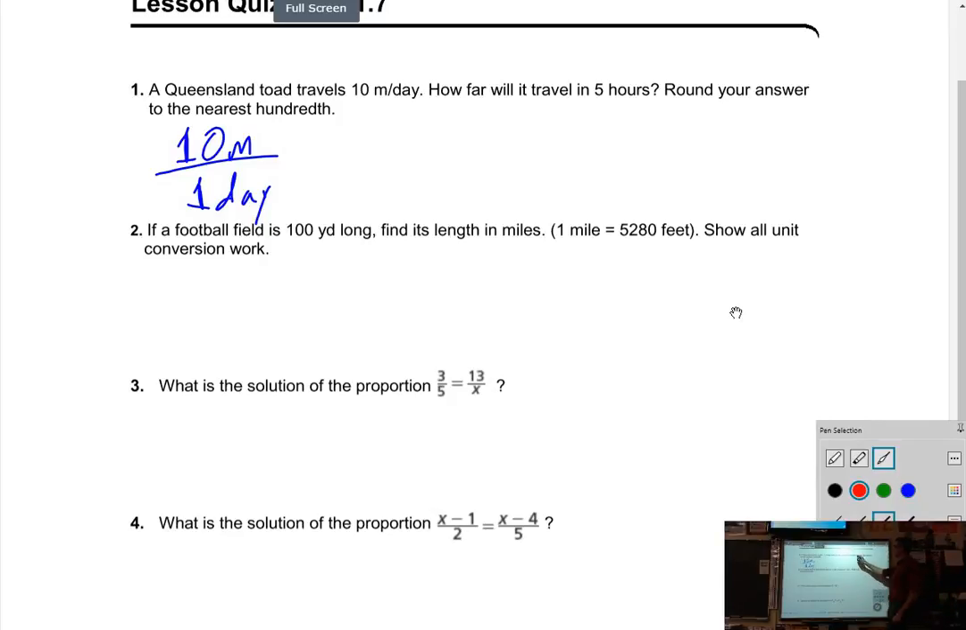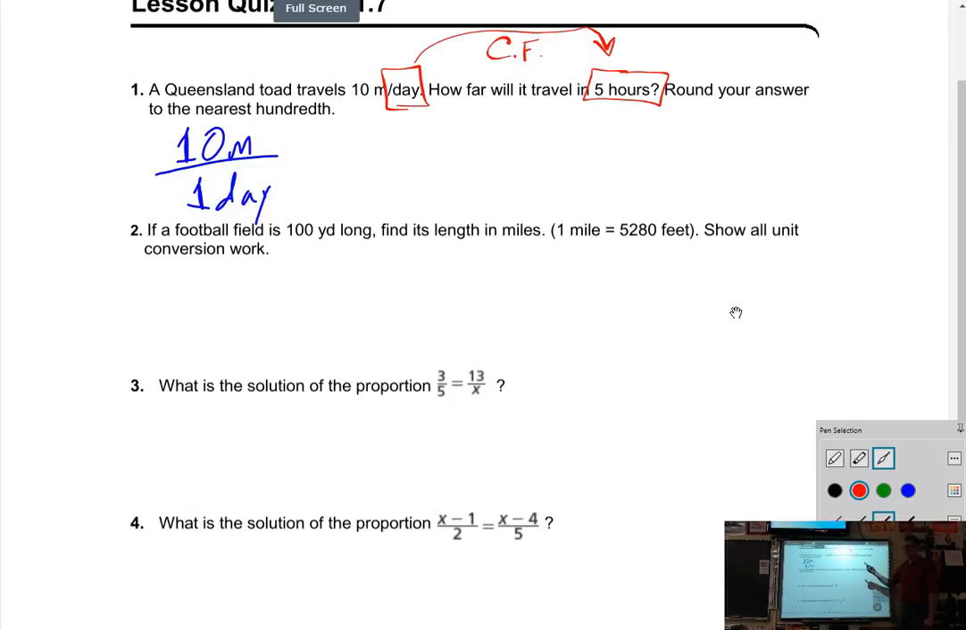Now, the problem here is it ends up asking me how far will the toad travel in hours. So what I see is I somehow have to take my days and convert it into hours, so I'm going to need to use some kind of conversion factor. Now, a nice thing to do here is if I can reset this ratio and go ahead and convert before I do the problem, that will make things a lot easier.